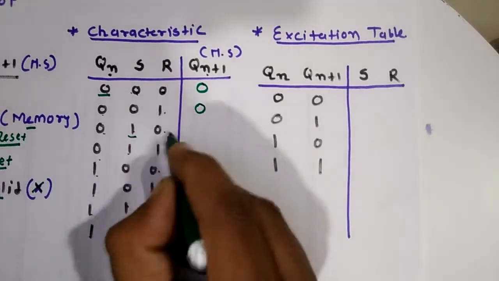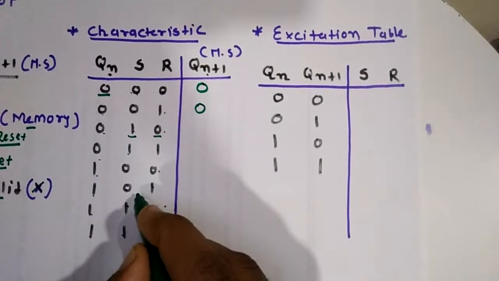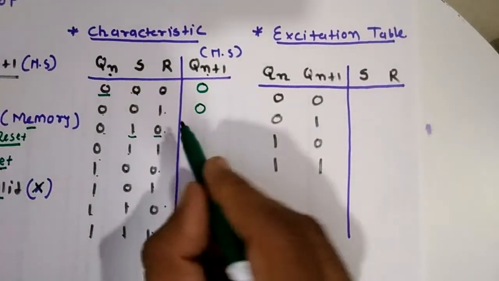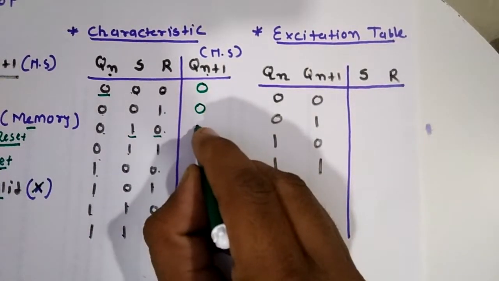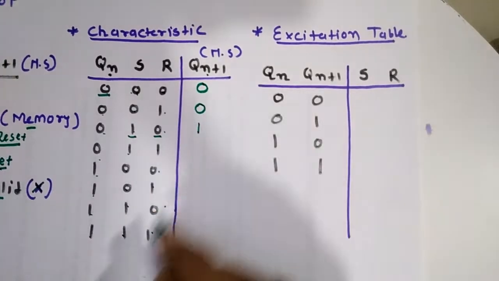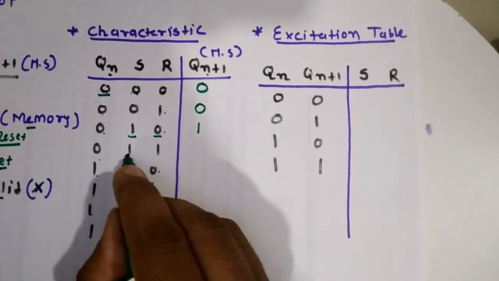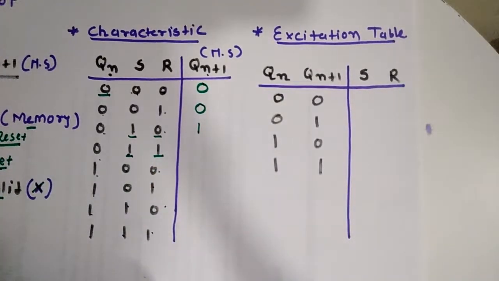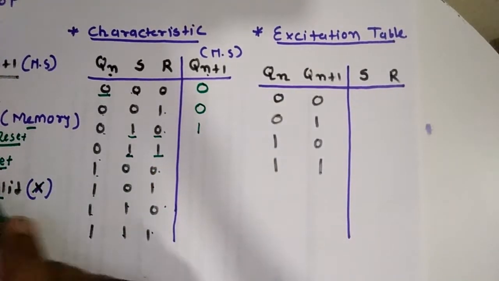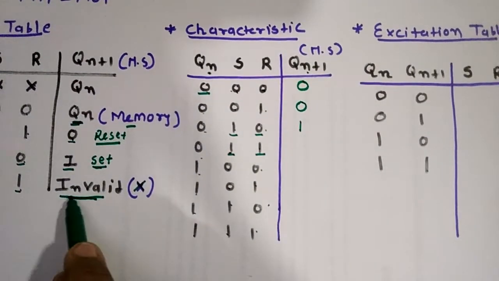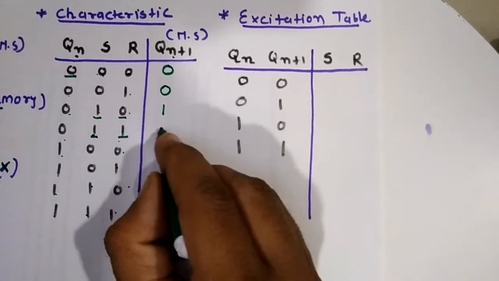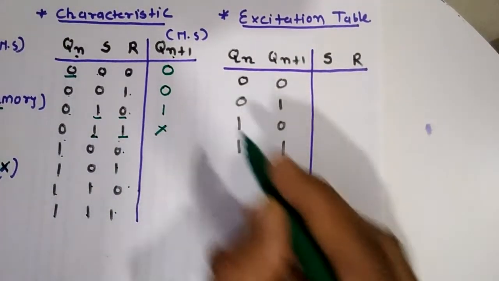If S is equal to 1 and R is equal to 0, that means SR flip-flop works as a set condition. So the output next state of the SR flip-flop becomes 1. If S is equal to 1 and R is equal to 1, according to the truth table, the output becomes an invalid state. So S is equal to 1 and R is equal to 1, the output becomes don't care.